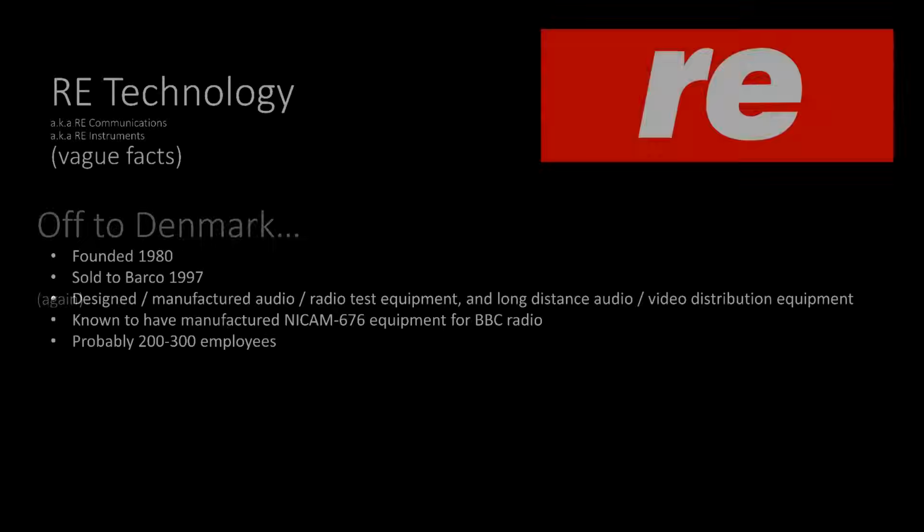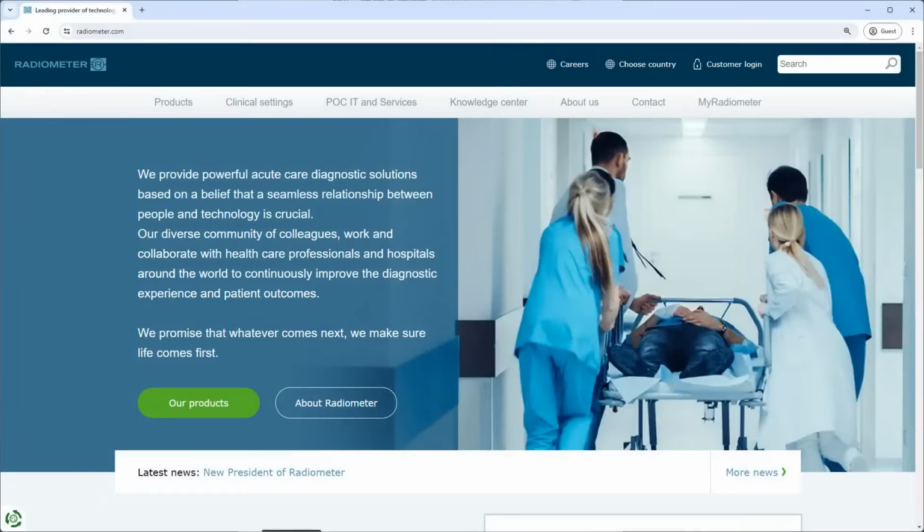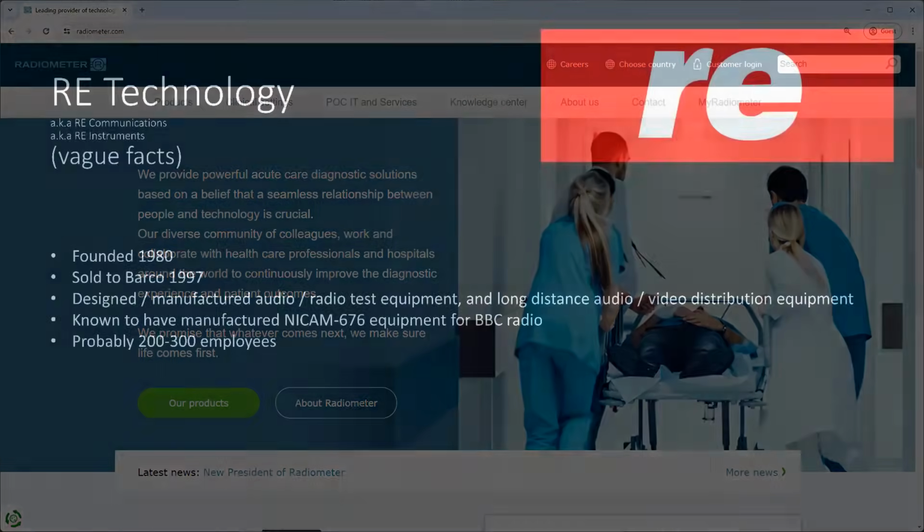The company in question is RE Technology. Its exact origin is unclear. Some say it is a spin-off of the Danish medical company Radiometer. Others say that it was a startup founded by former employees. Whatever it is, it definitely has something to do with it, because according to folklore, RE stands for Radiometer Electronics, but I have to stress, I have not yet seen that written in any materials from the company.